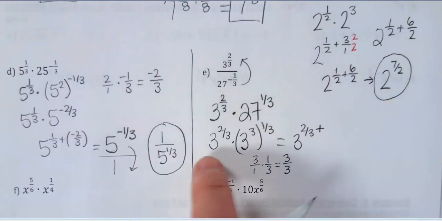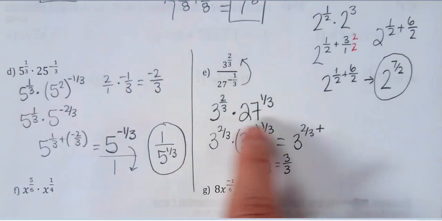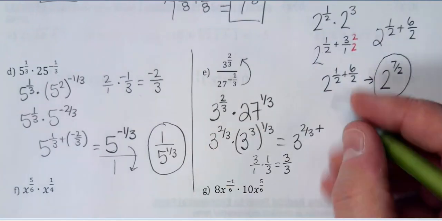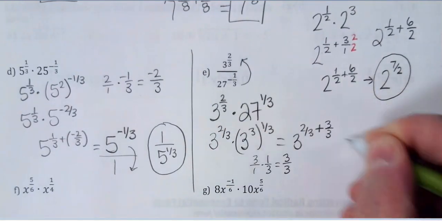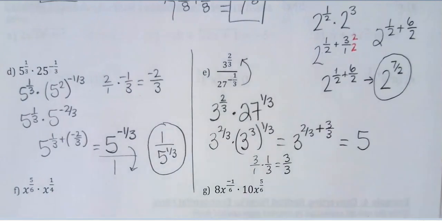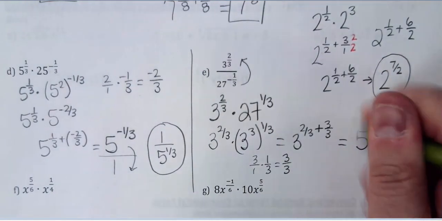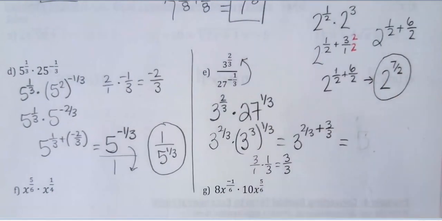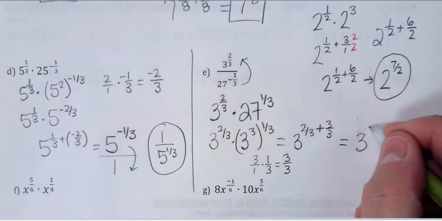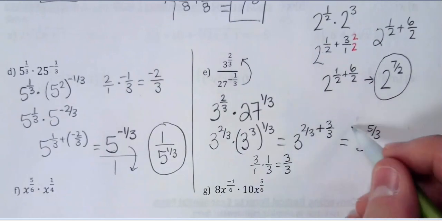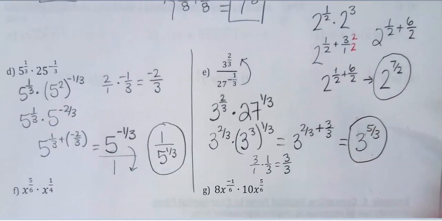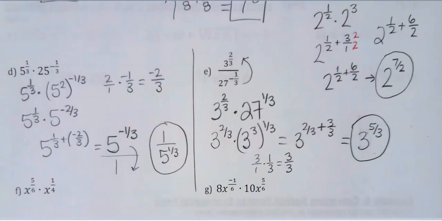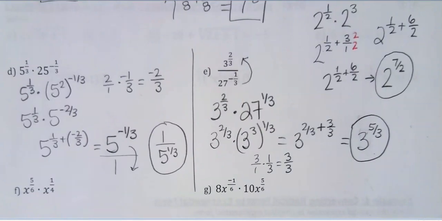So I'm just multiplying like bases. I'm going to add these exponents. It's 2/3 plus 3/3. You have a common denominator, so just keep the base the same. Across the top, you're going to get 5, and do not change the denominator when you are adding or subtracting fractions. You want that common denominator to stay the same, so that'd be 3 to the 5/3 power. Is anybody having a question?